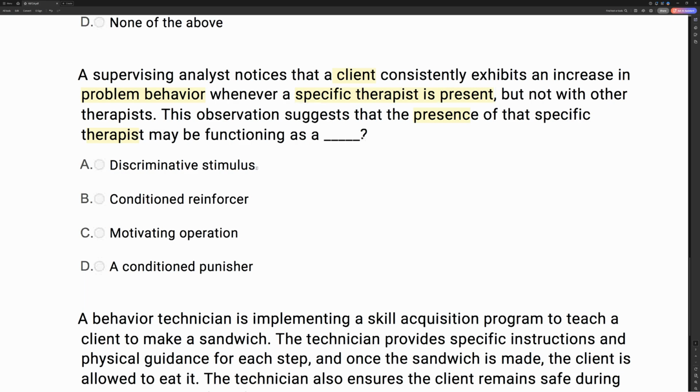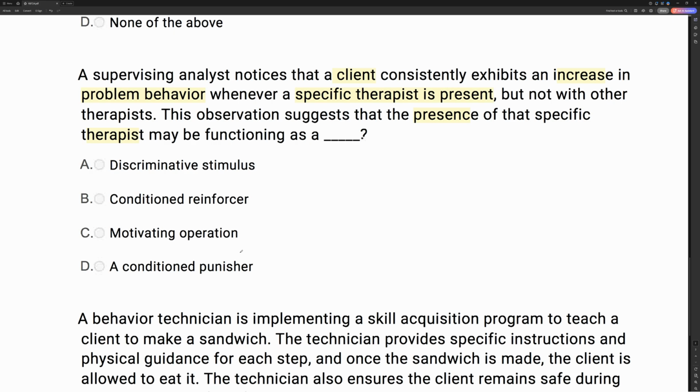If that problem behavior increases in the presence of the therapist, that therapist is likely signaling reinforcement is available, making them an SD. Why are they not a conditioned reinforcer? Well, they're the antecedent to the problem behavior. So this is a good video on why knowing antecedents and consequences are so important, right? The therapist is an antecedent to the problem behavior. They're not the consequence.